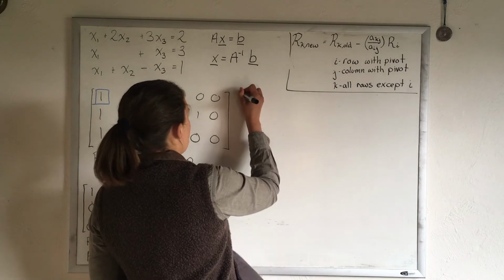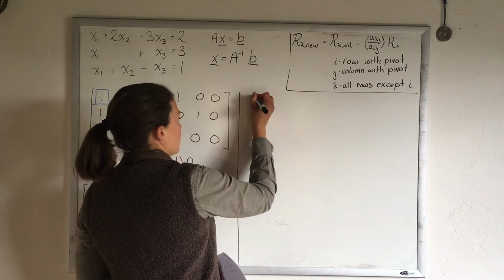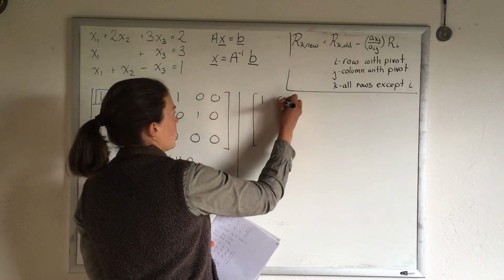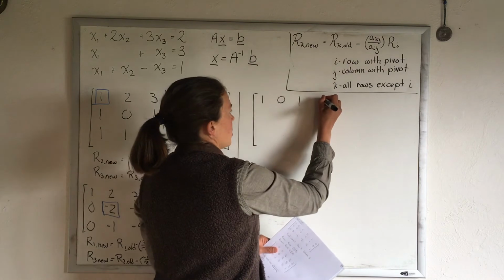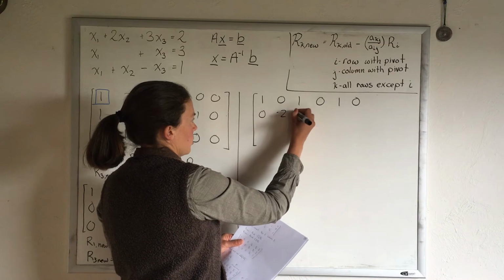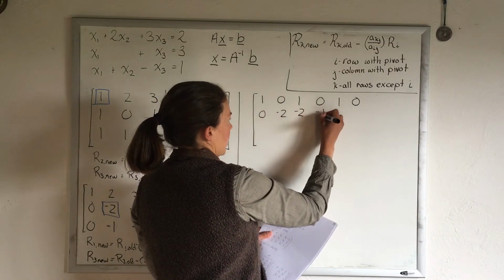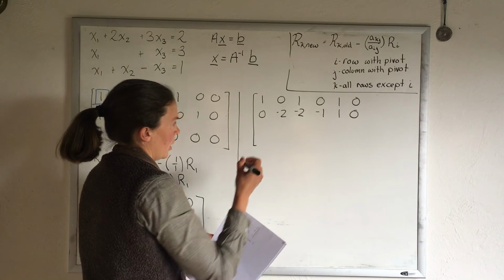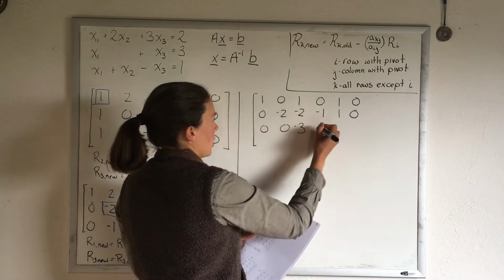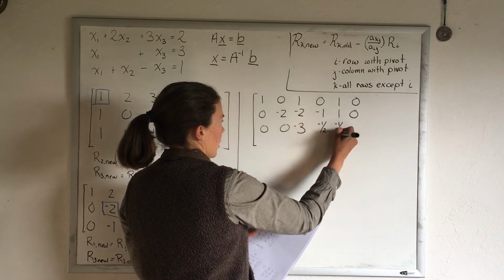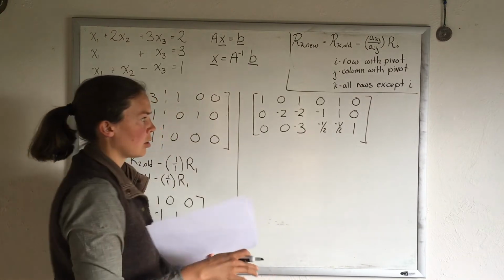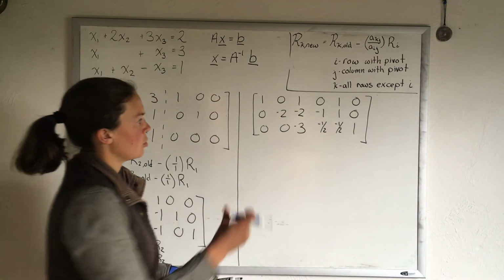So my new matrix now, I have on the first row 1, 0, 1, 0, 1, 0, and then 0, -2, -2, -1, 1, 0, and the last row I have 0, 0, 3, -3, -1/2, -1/2, and 1. And now we're going to do our last row of reduced row echelon pivoting.